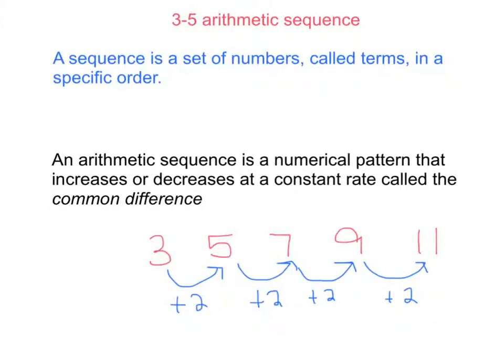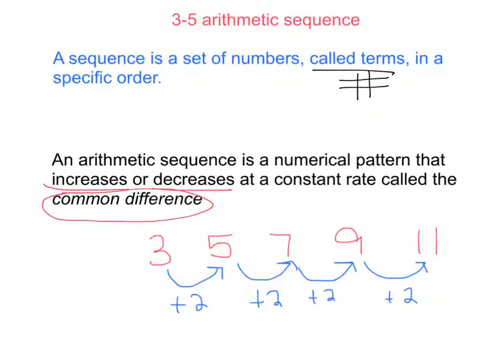Lesson 3-5, Arithmetic Sequence. A sequence is a set of numbers called terms in a specific order. So the terms are the actual numbers, and they have to be in a specific order. An arithmetic sequence is a numerical pattern that increases or decreases at a constant rate. That constant rate is called a common difference because something has changed.